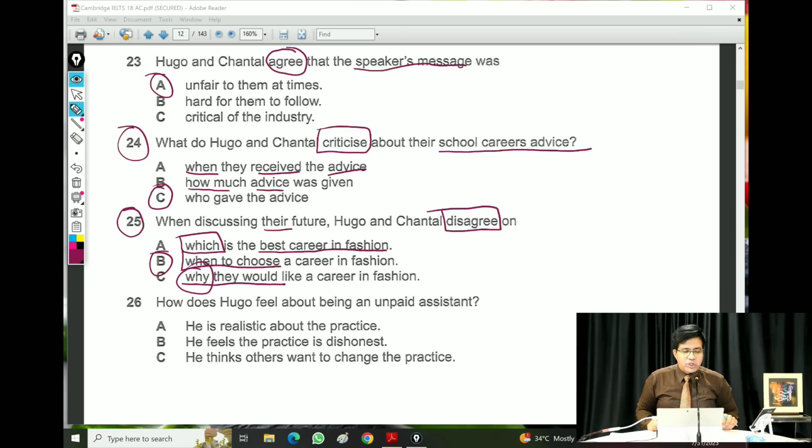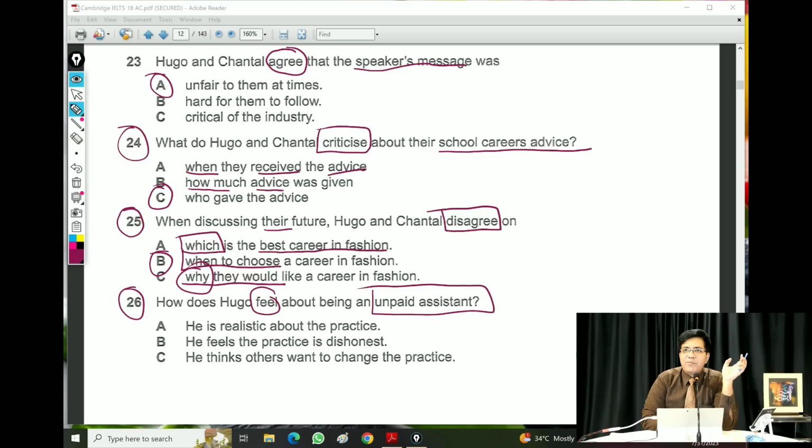So, when to choose a career, she said, I'll keep my mind open. And he says, you need to select a career now. Question number 26. How does Hugo feel about being an unpaid assistant? So feeling and unpaid assistant means no salary, roti pani only.